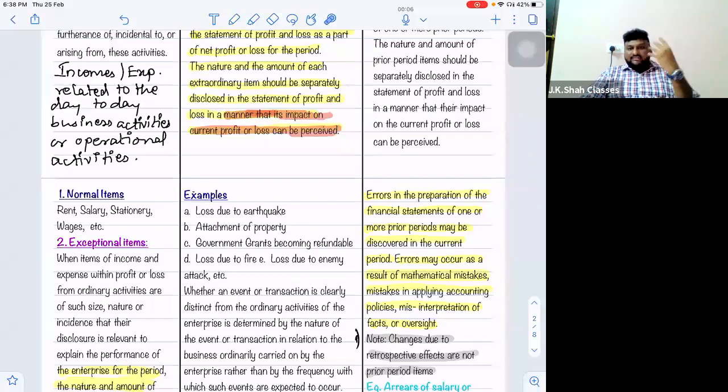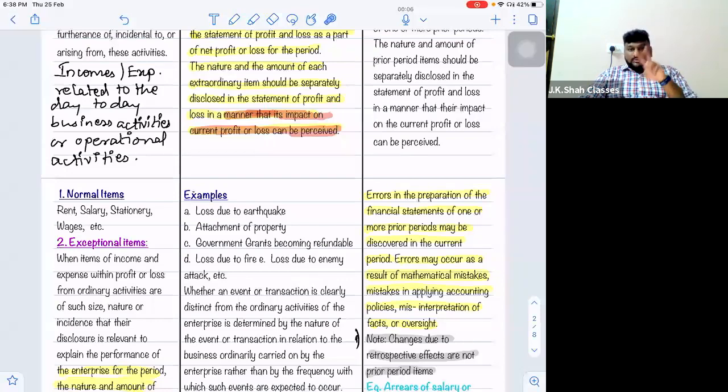So when they arise for rectification, these can be your incomes or expenses. They are called prior period items. Say, for example, 2 years back, our sales figure was understated. Understated means taken lower. So this year, you come to know that your sales was understated by 2 lakhs.